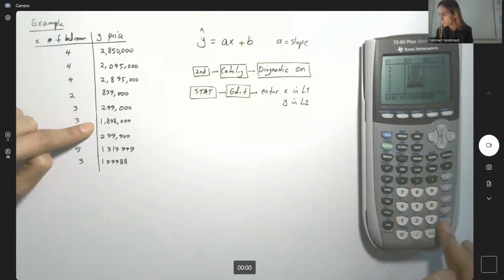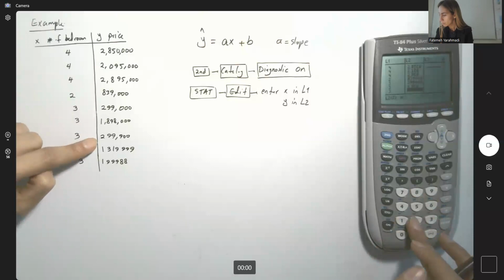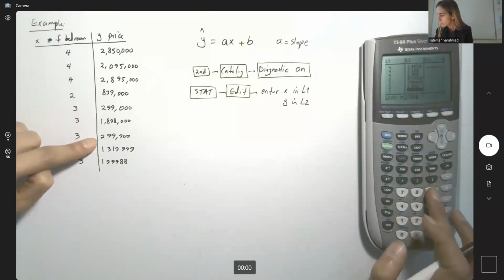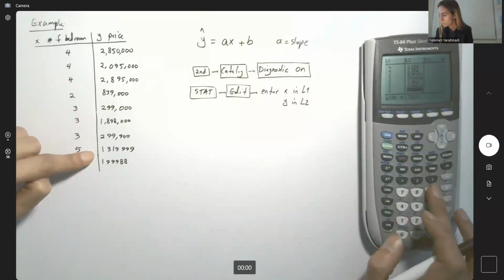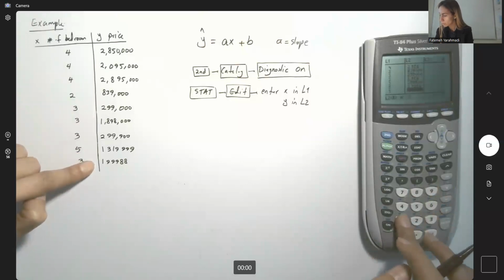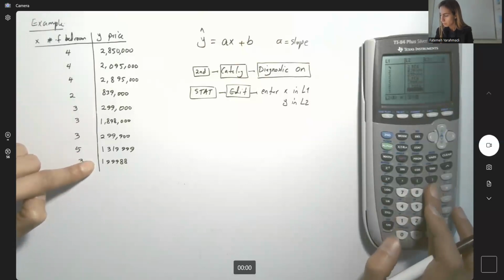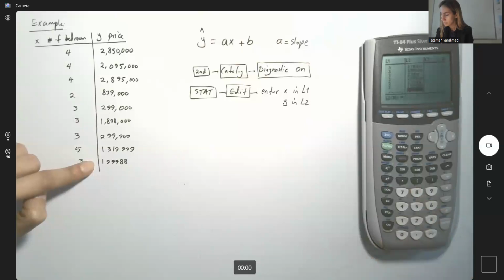1,898,000. Then 299,900, 131, 9999, and the last number is 19988. Very good. So we entered this information into L1 and L2.